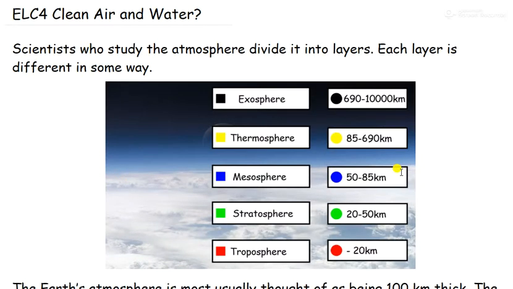ELC4 Clean Air and Water. Scientists who study the atmosphere divide it into layers. Each layer is different in some way.